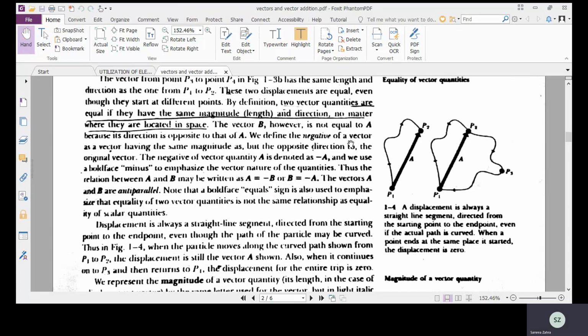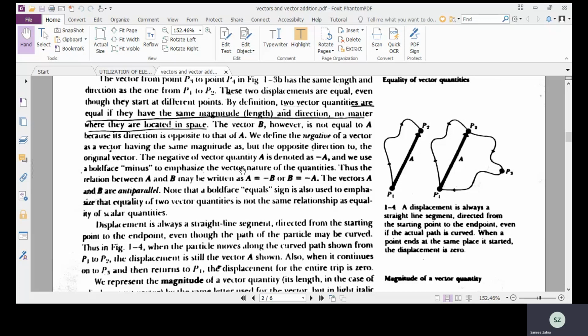We define the negative of a vector as a vector having the same magnitude but opposite direction to the original vector. The negative of vector quantity A is denoted as negative A, and we use a boldface minus to emphasize the vector quantity. Thus, the relation between A and B may be written as A equals minus B, or B equals minus A. This means that the directions of A and B are totally opposite to each other.